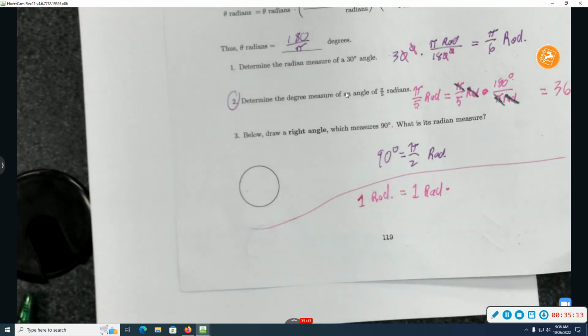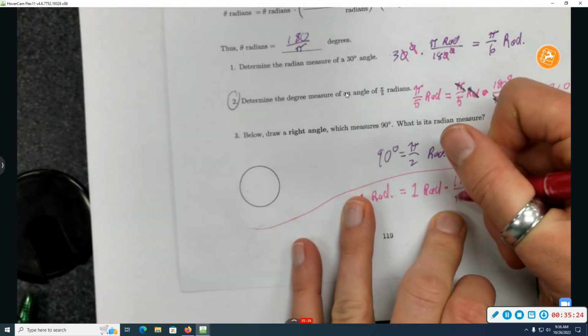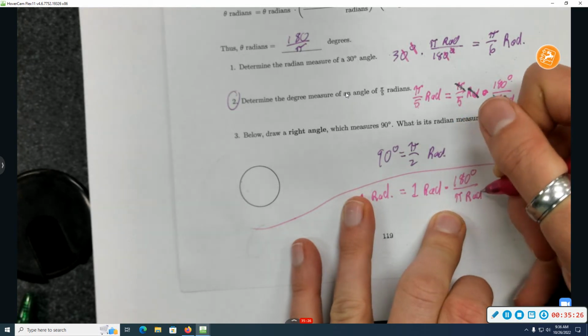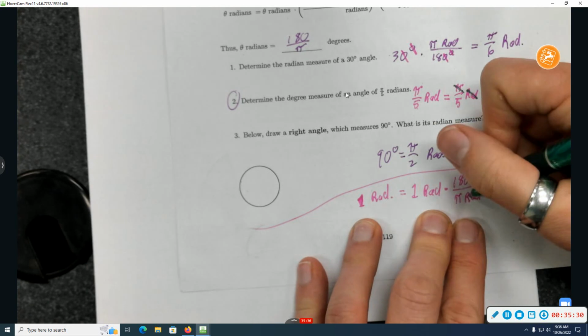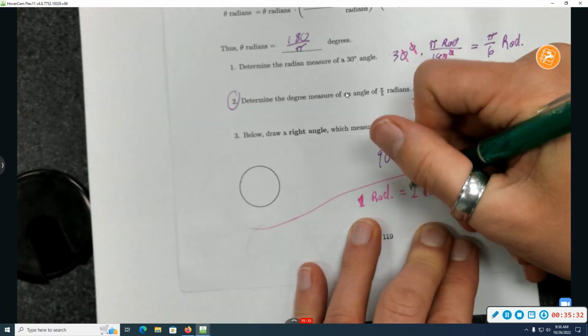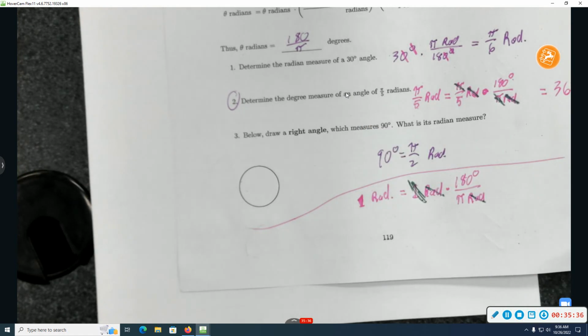What do you multiply by to convert from radians to degrees? 180 over pi, because that'll be 180 degrees divided by pi radians. Oh, cool. So the radians cancel. Multiplying by 1 doesn't do anything. Put a double slash to indicate that that's different from the cancellation.